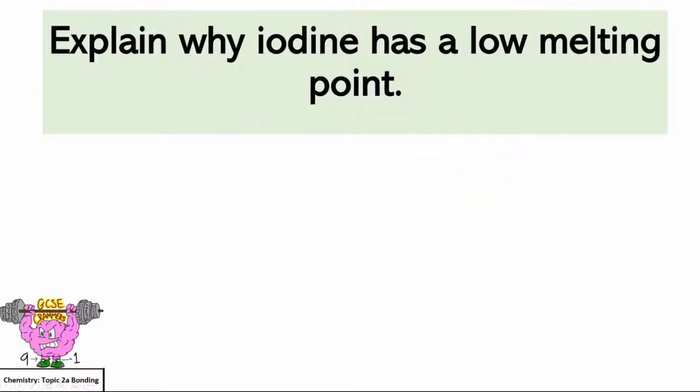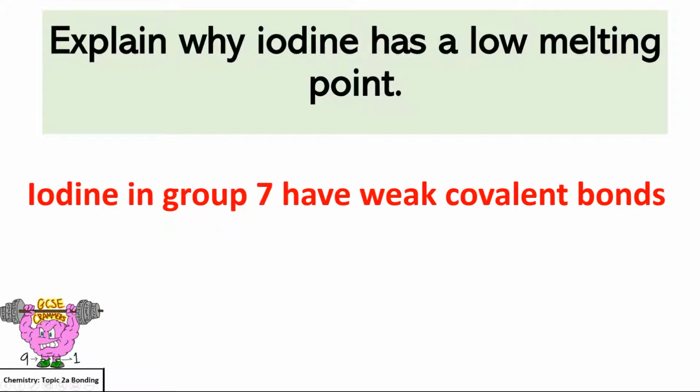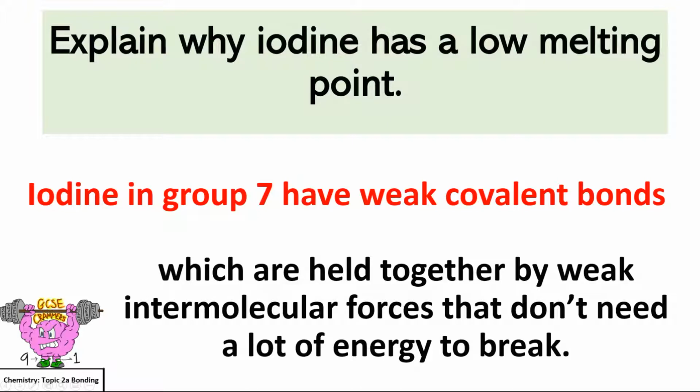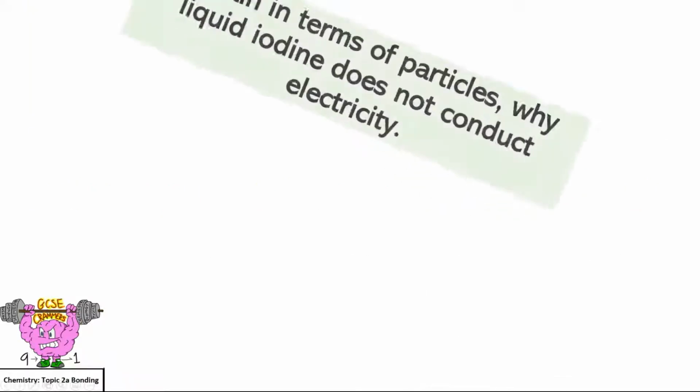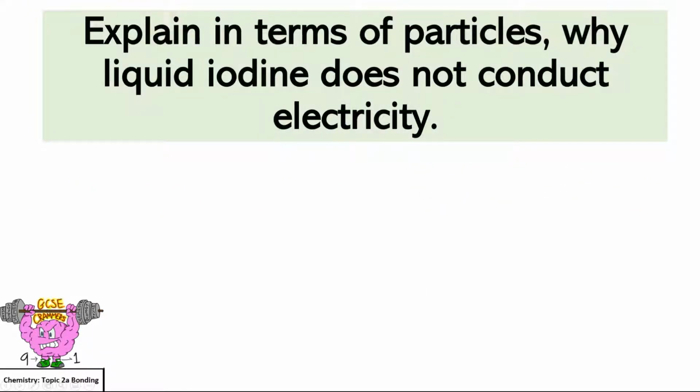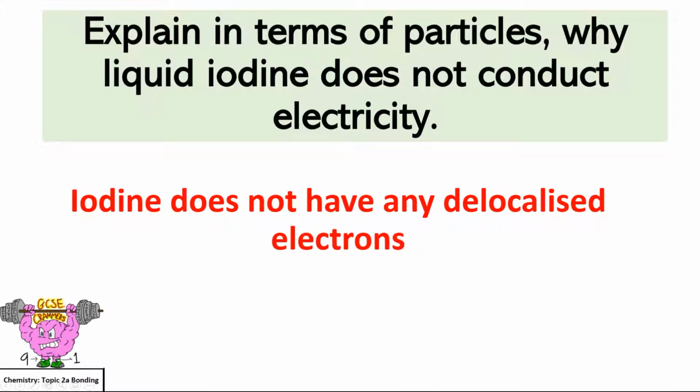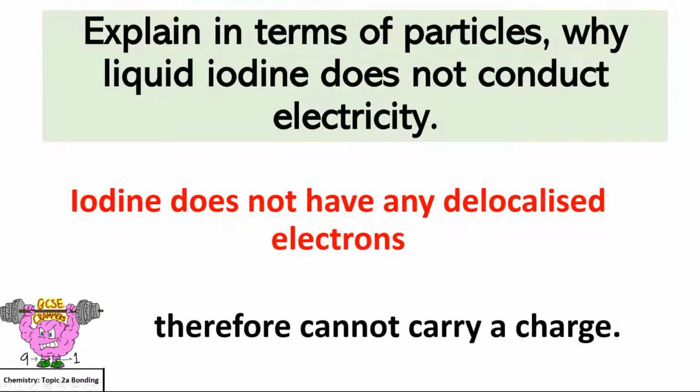Explain why iodine has a low melting point. Iodine in group 7 has weak covalent bonds, which are held together by weak intermolecular forces that don't need a lot of energy to break. Explain in terms of particles why liquid iodine does not conduct electricity. Iodine does not have any delocalized electrons, therefore cannot carry a charge.